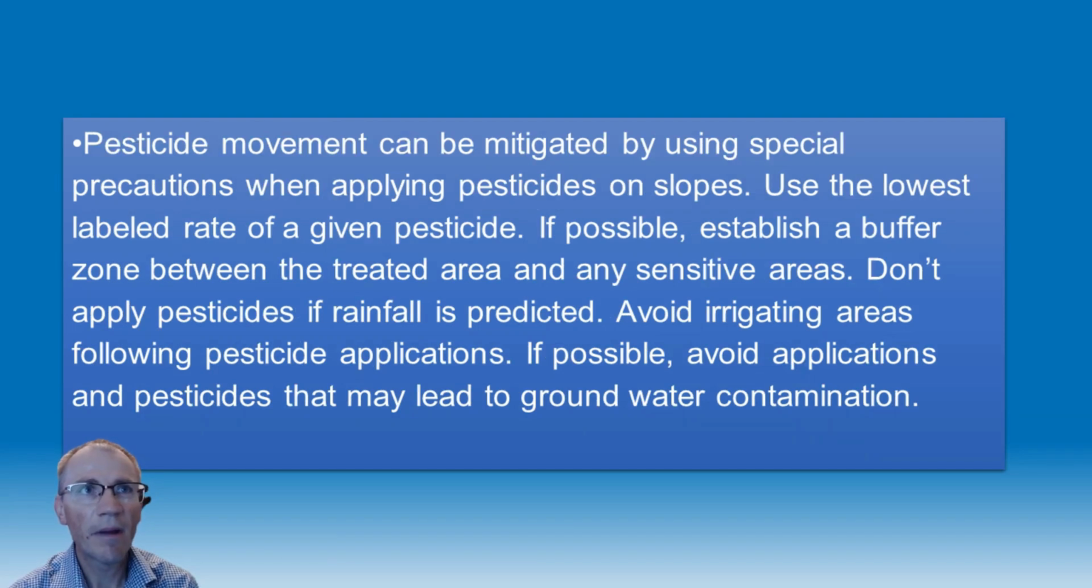Pesticide movement can be mitigated by using special precautions when applying pesticides on slopes. Use the lowest label rate of a given pesticide. If possible, establish a buffer zone between the treated area and any sensitive areas. Don't apply pesticides if rainfall is predicted. Avoid irrigating areas following pesticide applications. If possible, avoid applications and pesticides that may lead to groundwater contamination.